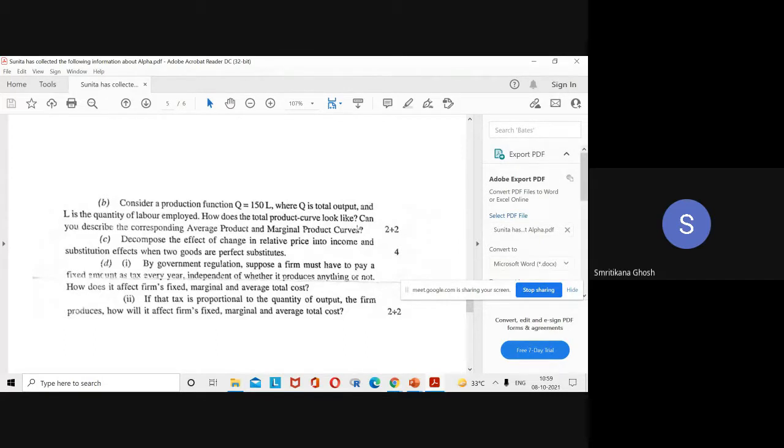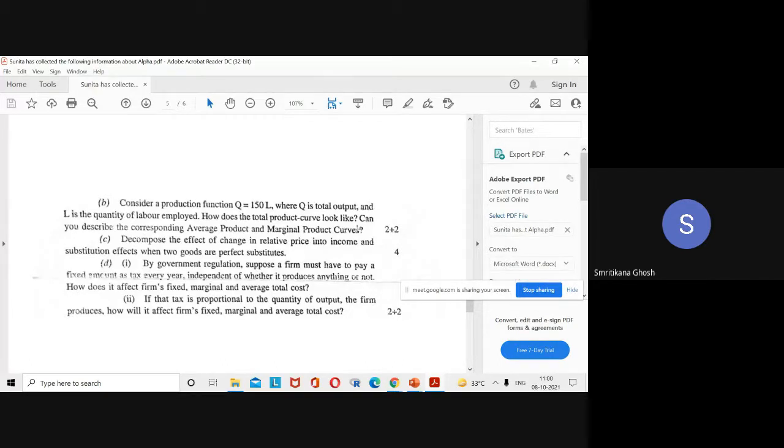If L is rising, then Q is also rising, in the fixed proportion of 150. So it's an upward rising straight line passing through origin. Now what about average product? Ma'am, it will be a horizontal line. Exactly. It's 150, so constant. Q by L is 150, so it's constant, parallel to the horizontal axis.